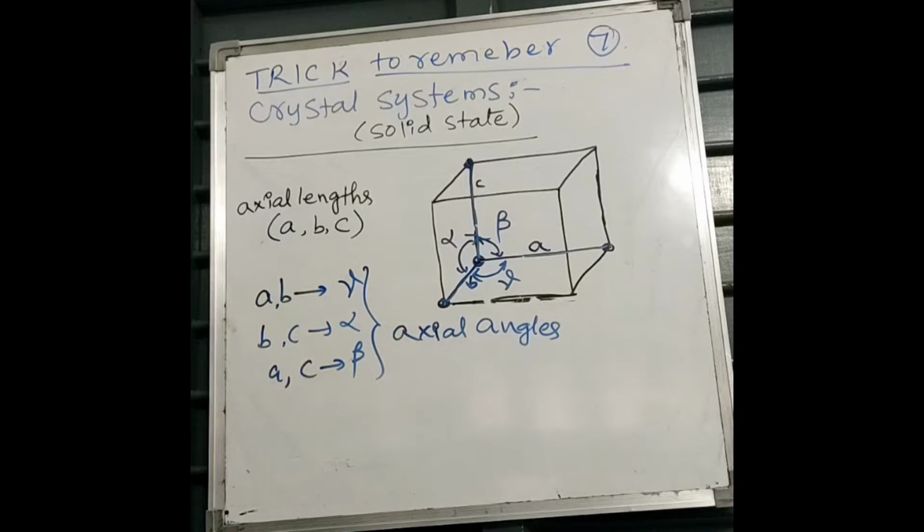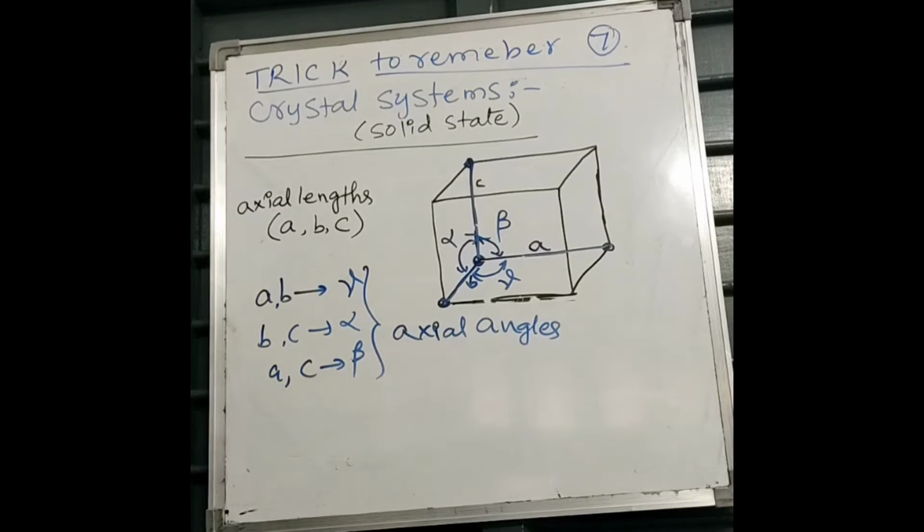So here we are going to remember the axial lengths and axial angles for 7 crystal systems. You know about crystal systems. The 7 crystal systems are cubic, tetragonal, orthorhombic, trigonal, hexagonal, monoclinic and triclinic. So how to remember and how to write axial lengths and axial angles for those 7 crystal systems? That is what I am now going to tell you as a trick.